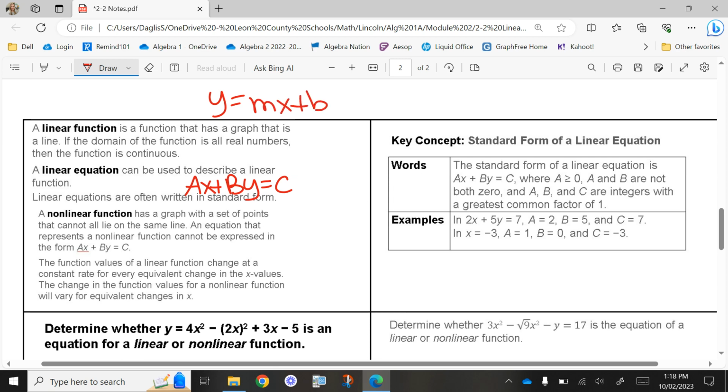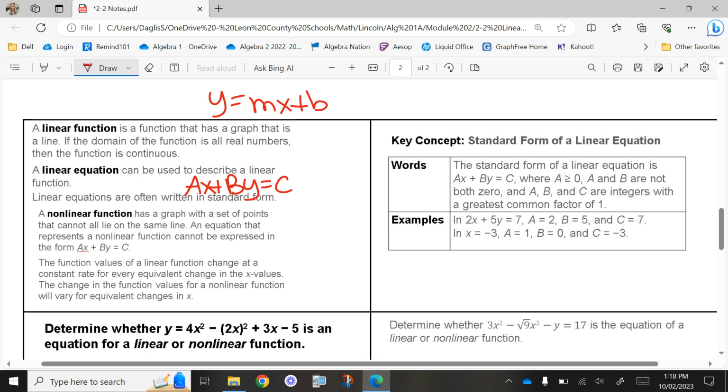Notice in both of these examples, you have just a y and just an x, meaning there are no exponents. I don't have y squared, I don't have x squared. That's important. It's nonlinear if I can't write it that way. If there is an x squared in my equation, not a line. If it's missing an x or a y, that's okay.